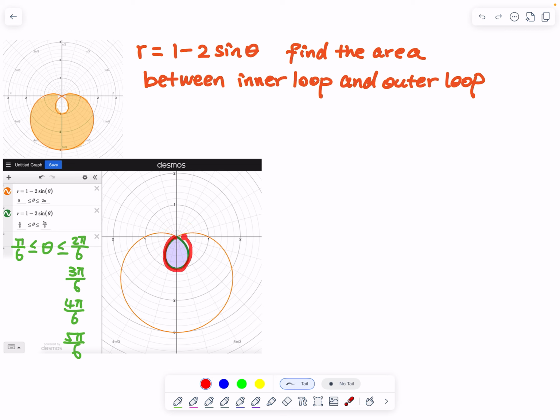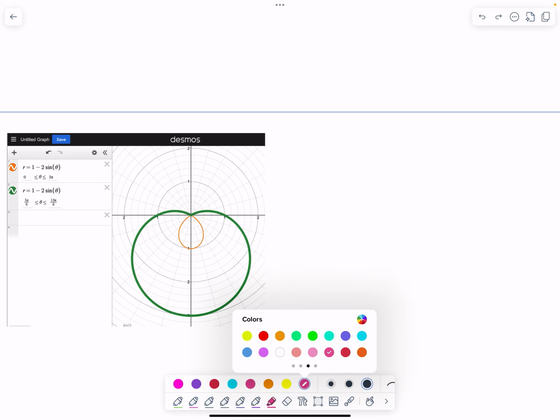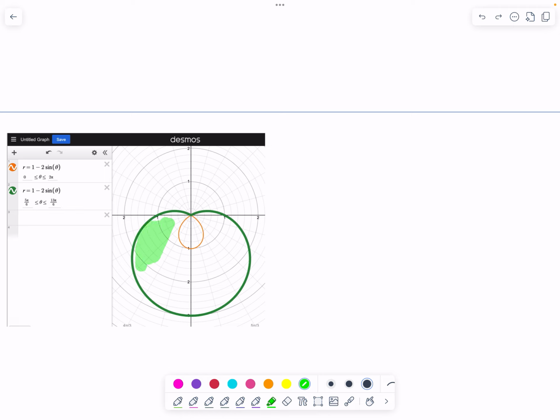First, I find the area of the inner loop, which is the purple region, and then I use the same technique to find the area of the outer loop, which is this region. So let me shade that region for you as well. I will use green to shade that region. So that is the outer loop. When you look for the outer loop, that will be including this as well. This is my outer loop. Okay, let me quickly shade that region.